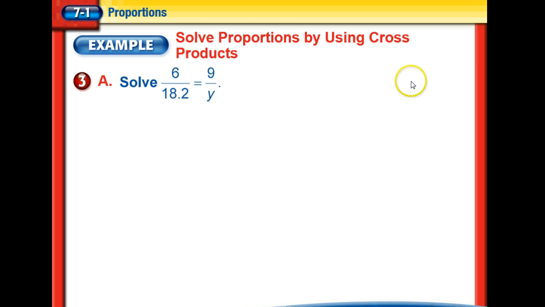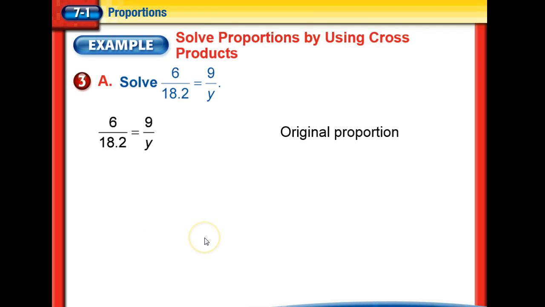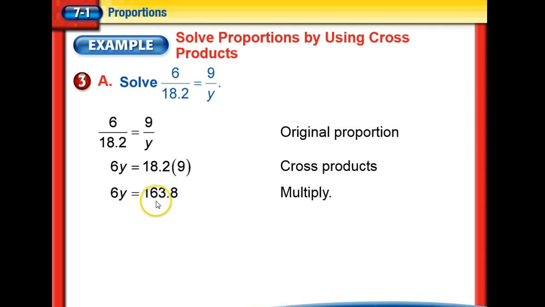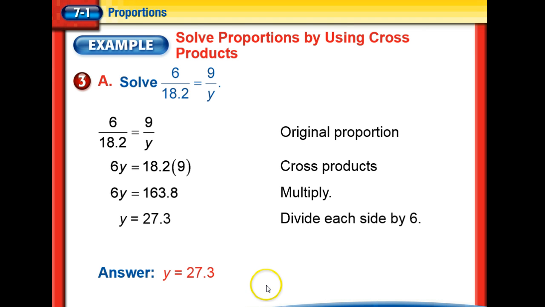So an example, solve proportions by using cross products. So cross multiply and divide. 6 over 18.2 equals 9 over y. That's the original problem. Cross multiply: 6 times y is 6y. 18.2 times 9 gives us 163.8. Divide each side by 6, and we find out that y is 27.3. So that's your answer.